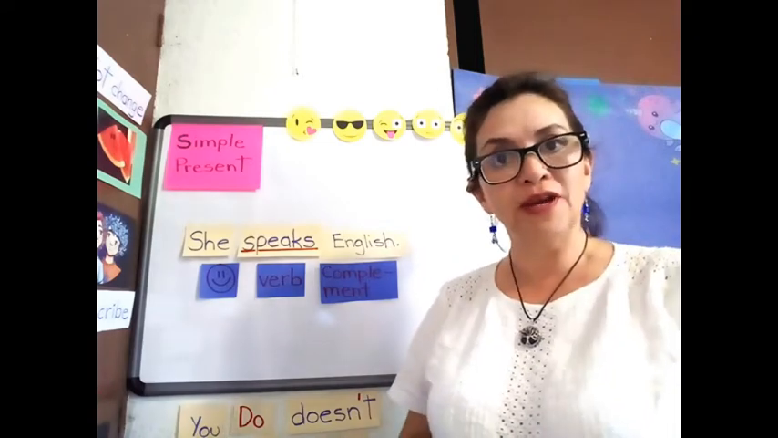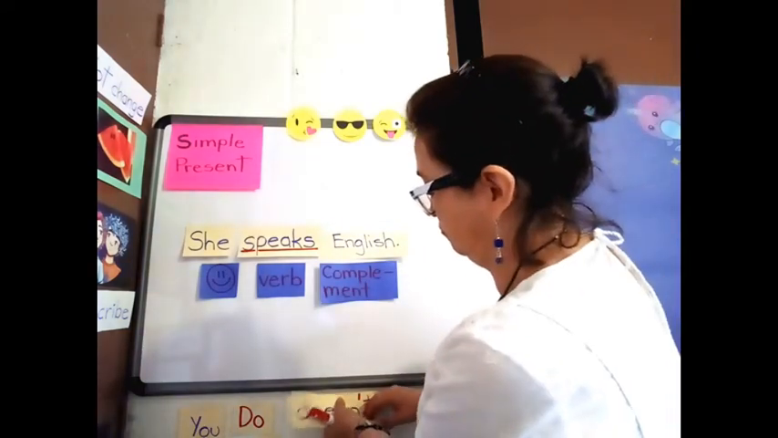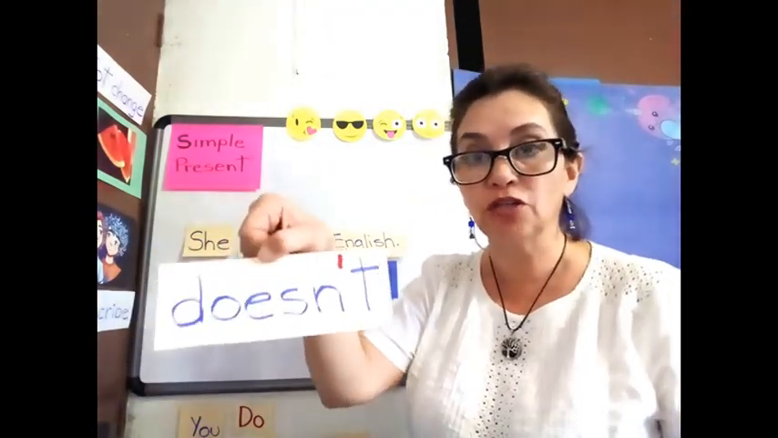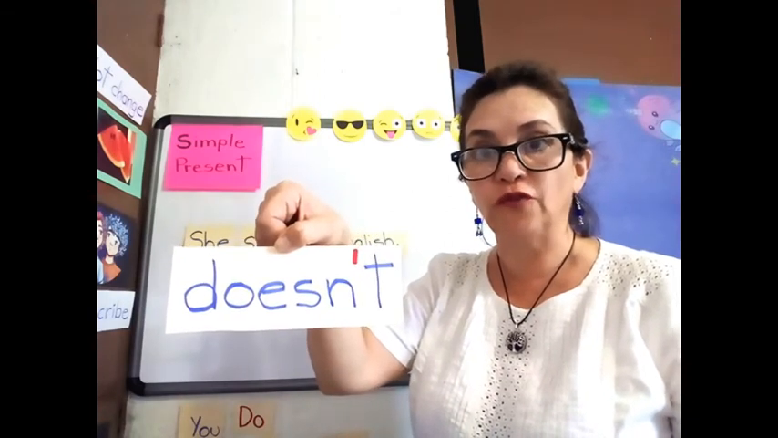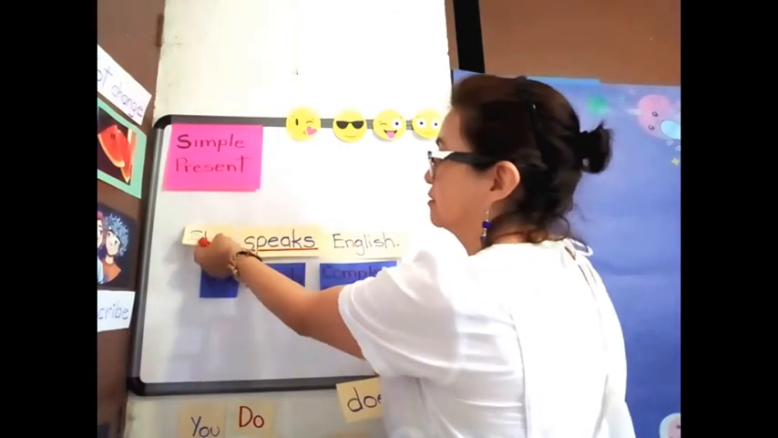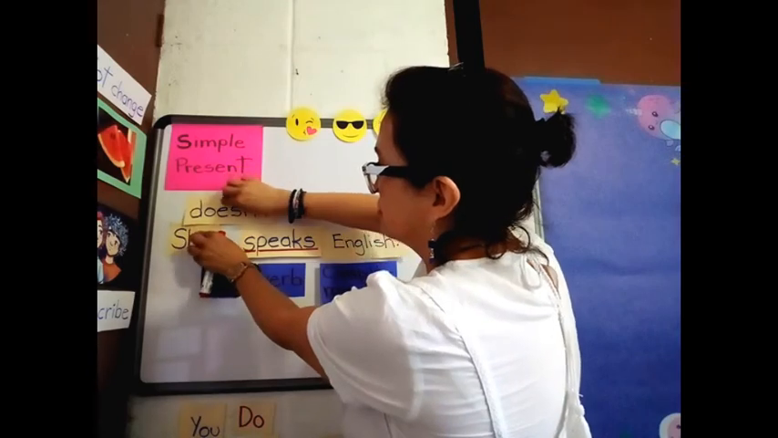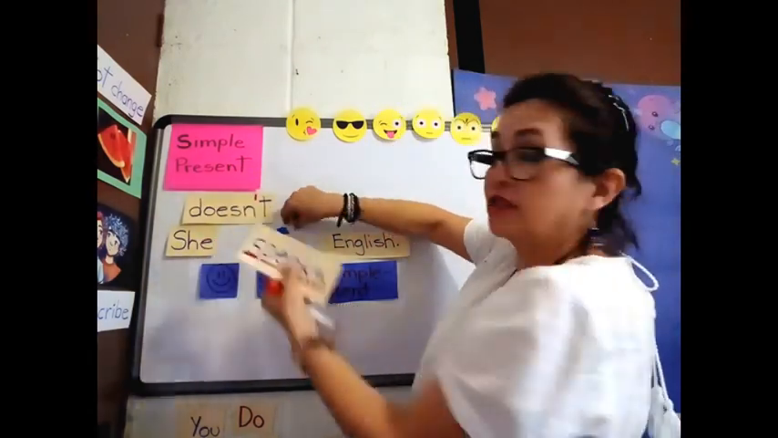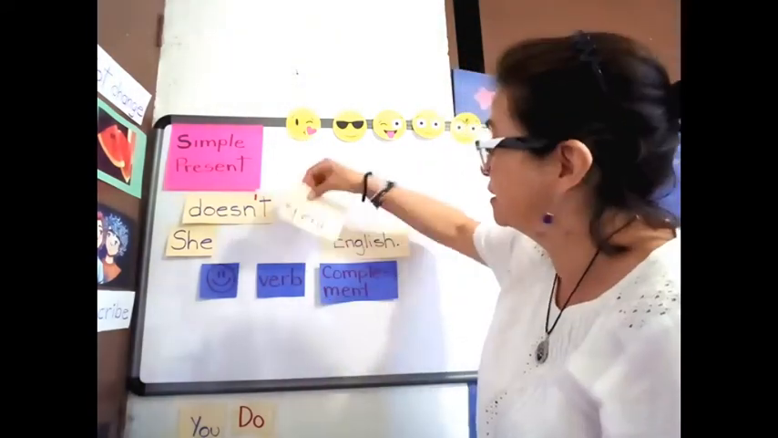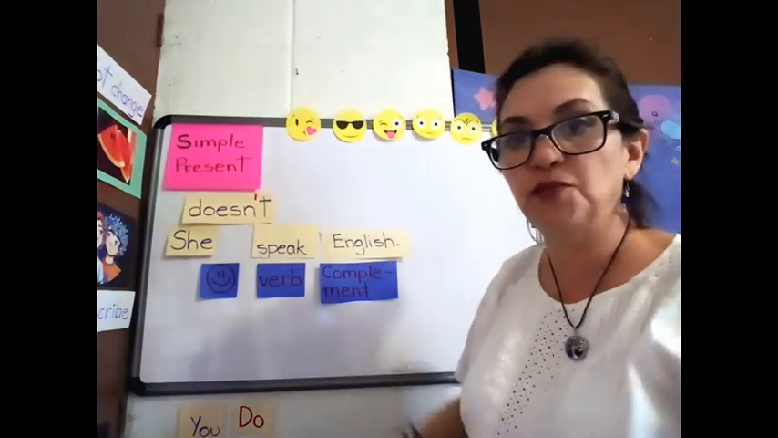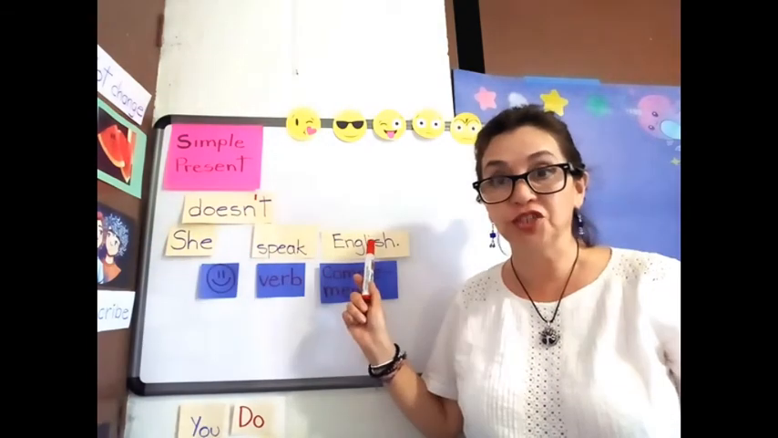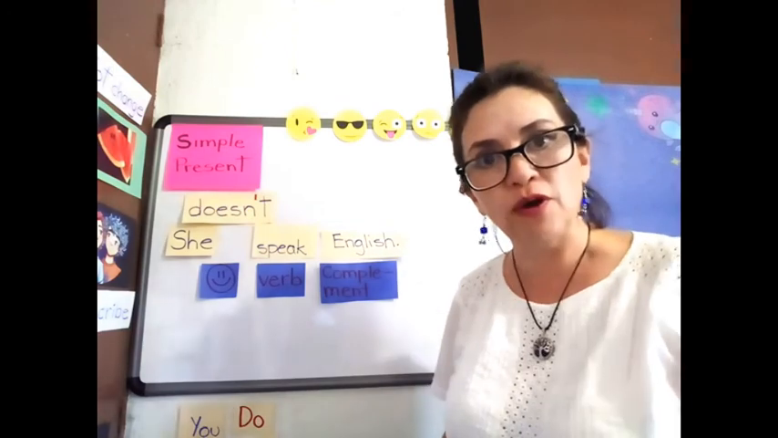Let's make this sentence into a negative. We just add the auxiliary verb does in negative form. Does for third person. Does not, contraction doesn't. But the verb goes back to the base form. She doesn't speak English. Let's read the sentence. She doesn't speak English.